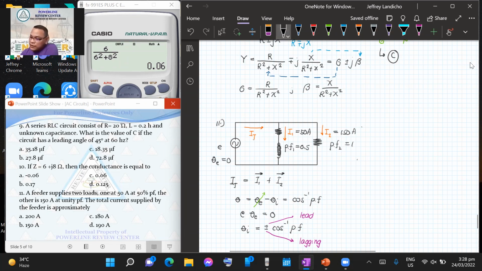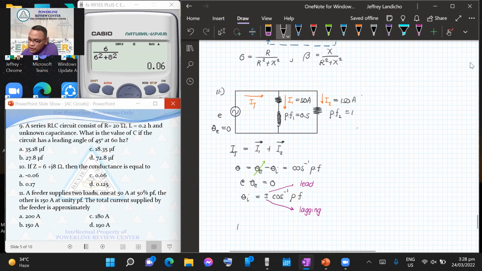So lumalabas that the total current for this given circuit I sub T, it should be equal. Ano magnitude ni I1? 50. Ano magiging angle? So use your complex number. So since power factor, unless otherwise, it is assumed lagging. So pagka lagging yan, dapat negative. Anong angle? Arc cosine of power factor. Ano yung power factor niya? 0.5. So that is your I1. I2, 150 angle. So since unity, angle is what? 0. Walang leading or walang lagging. So the angle, it is just what? 0. Okay? So nakuha ba?